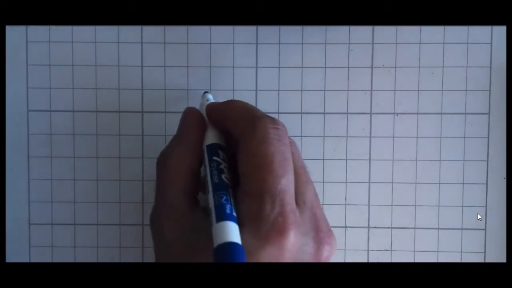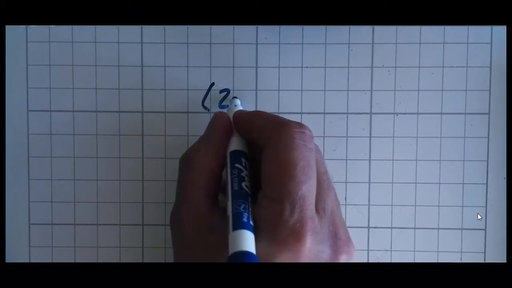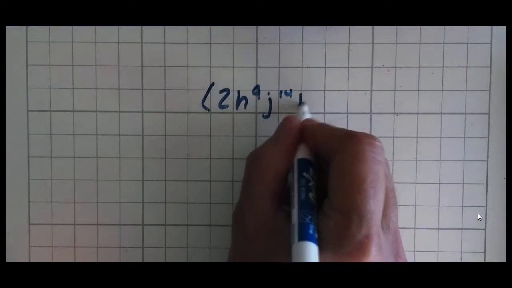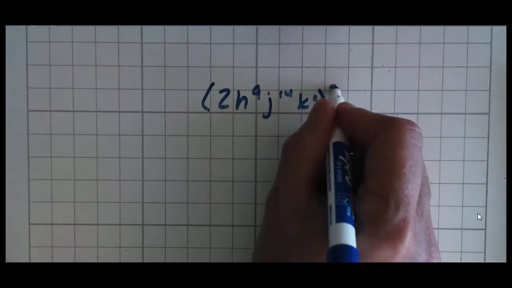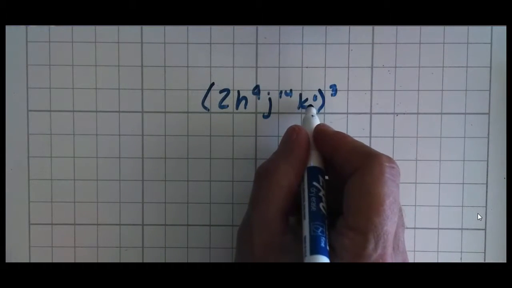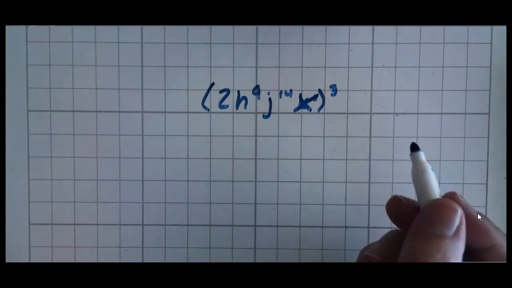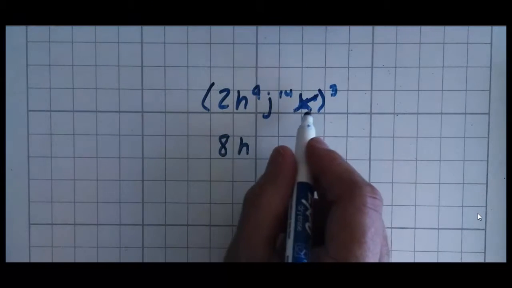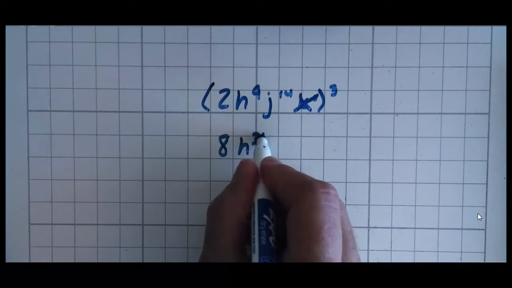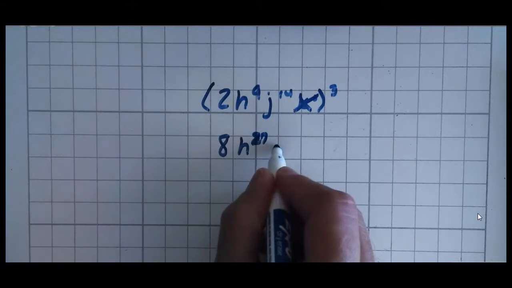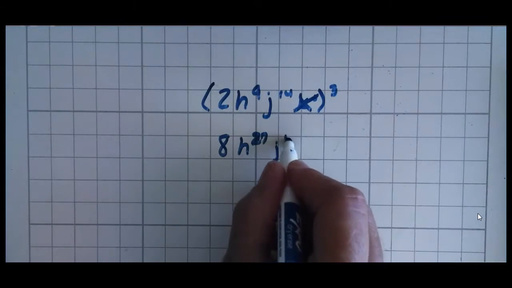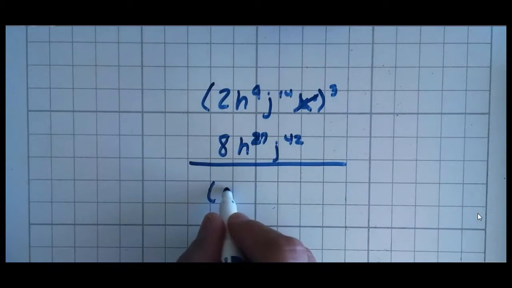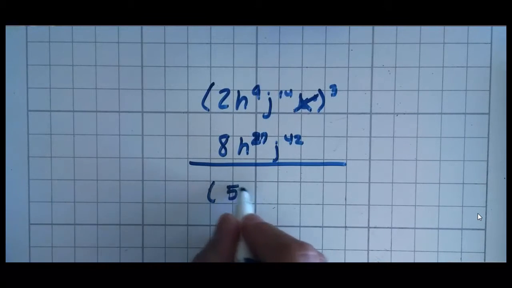Also, let me remind you that when you have a problem, and let me write one down, 2h to the 9th, j to the 14th, k to the 0 to the 3rd power, anything raised to the 0 power is 1. So it's as if that isn't even there. 2 to the 3rd power, 9 to the 3rd power, h to the 9th to the 3rd power, that's 27, and 14 times 3, and that becomes your answer.